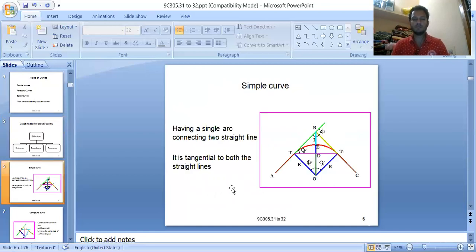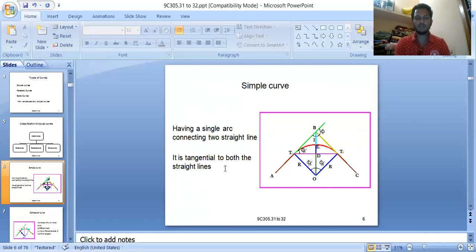Let us see what is a simple curve. A simple curve is a curve arc connecting two straight lines. So here we are having two straight lines, AB and BC. T1 T2 is an arc. It is a single arc of a circle having radius r, which is making an angle phi at the center. So this is called a simple circular curve, or we can simply call it a simple curve.